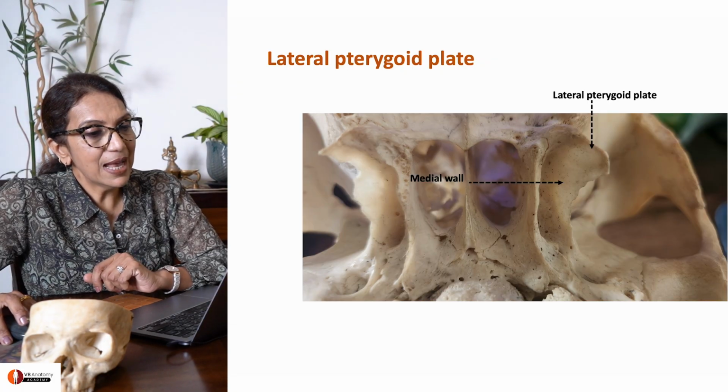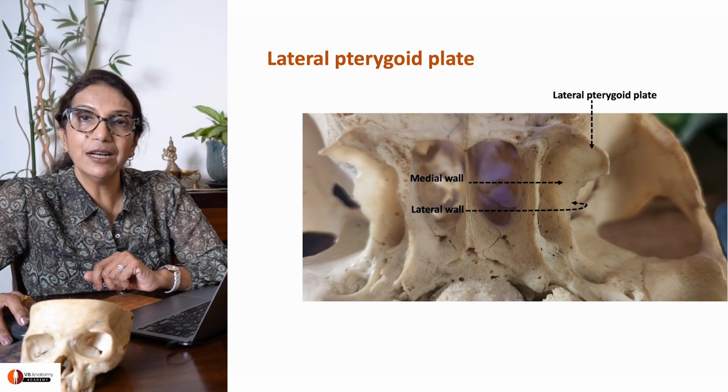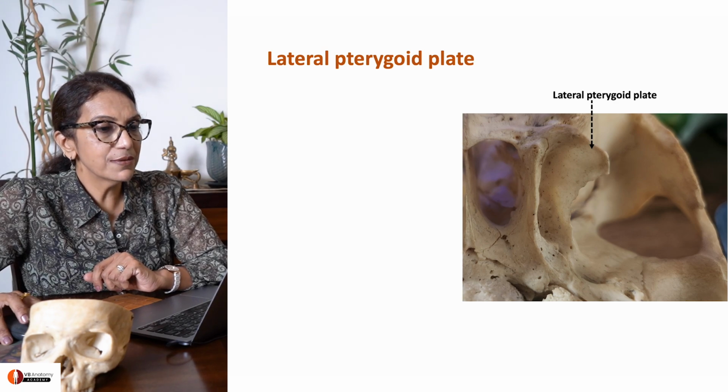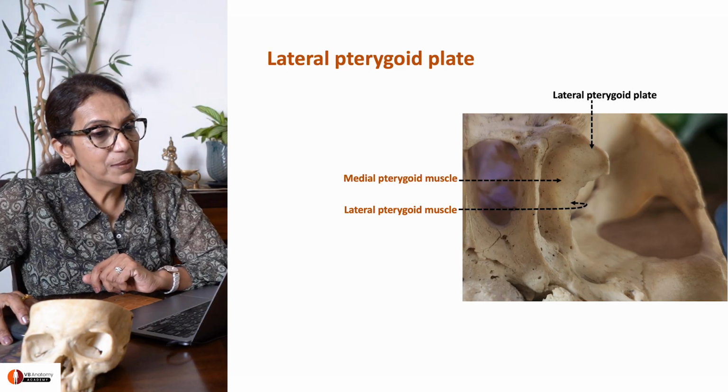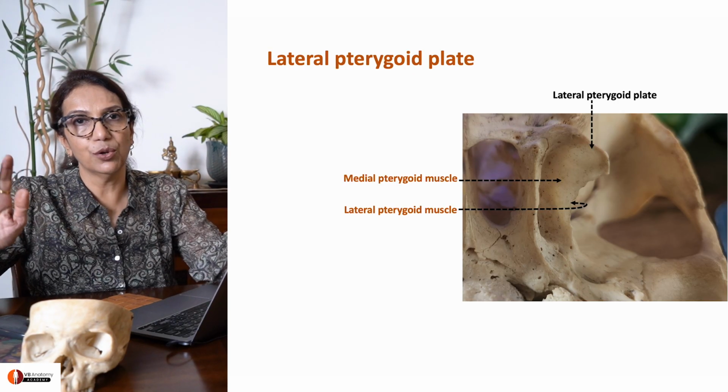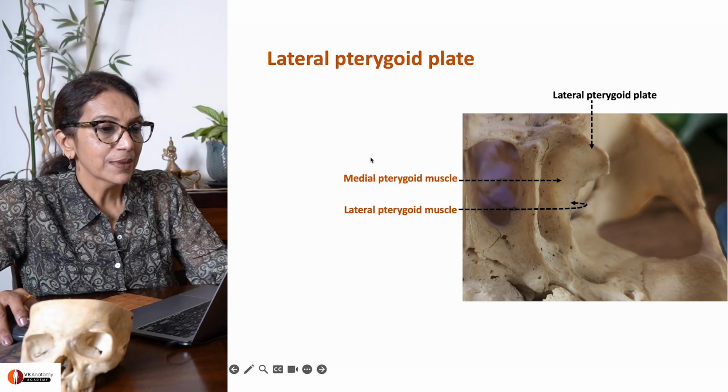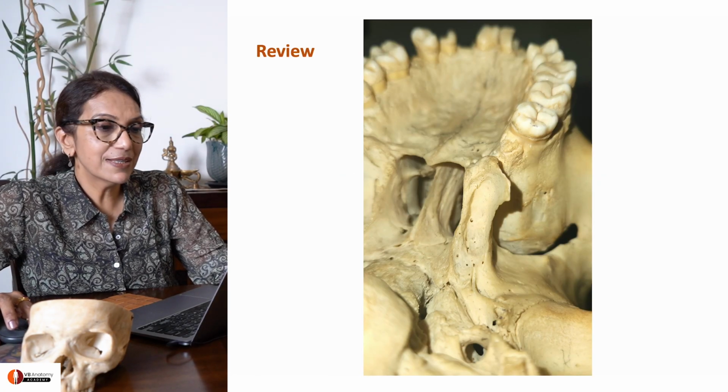Okay, so this has again a medial wall and a lateral wall. The lateral wall gives attachment to the lateral pterygoid muscle. Medial wall gives attachment to medial pterygoid muscle. Extremely easy. Let's review what we have seen.